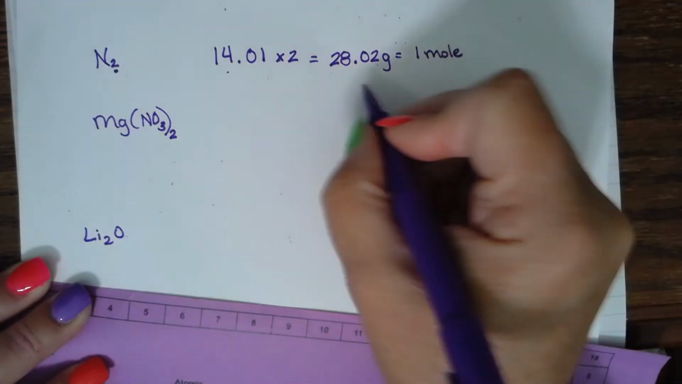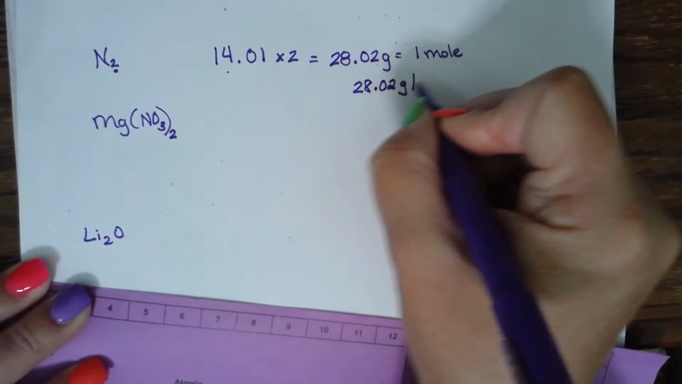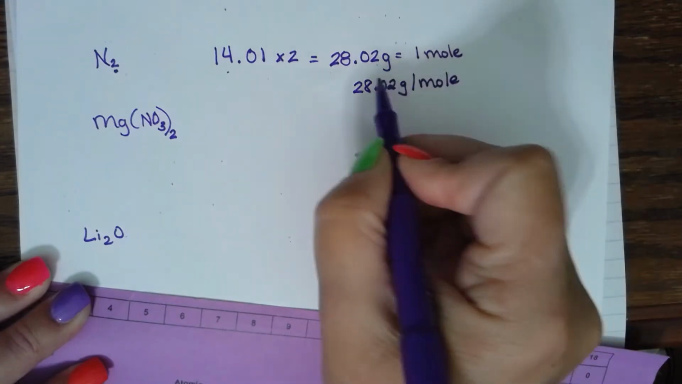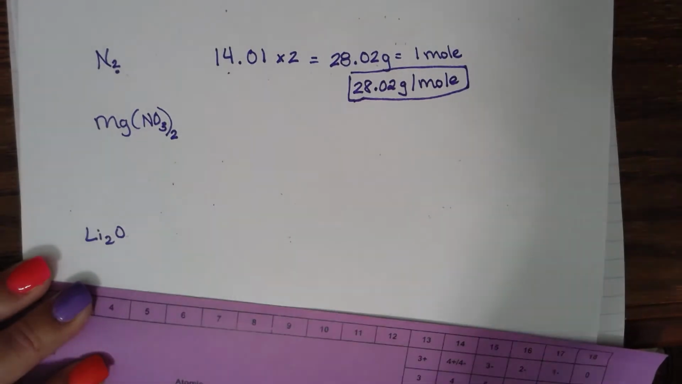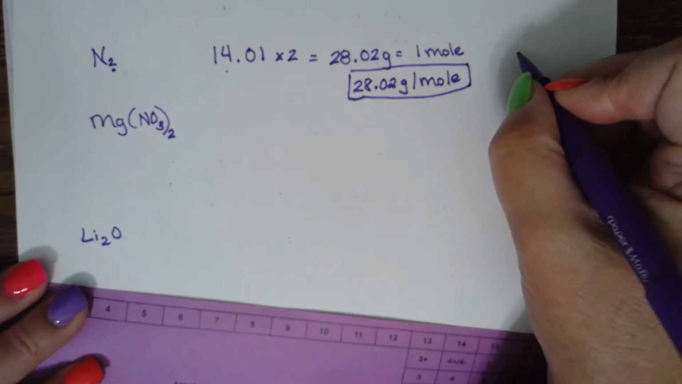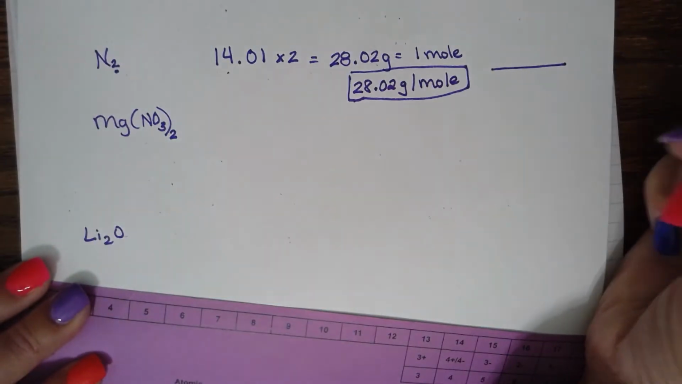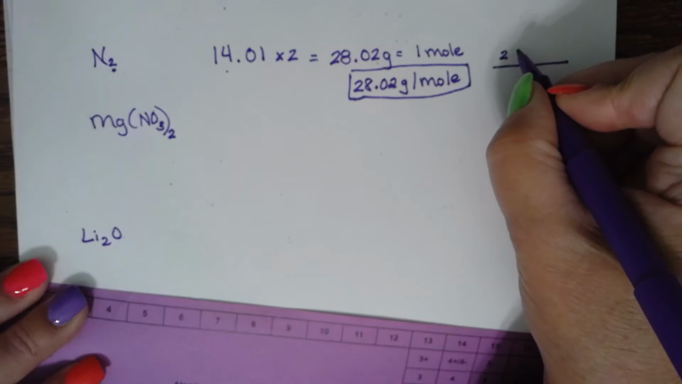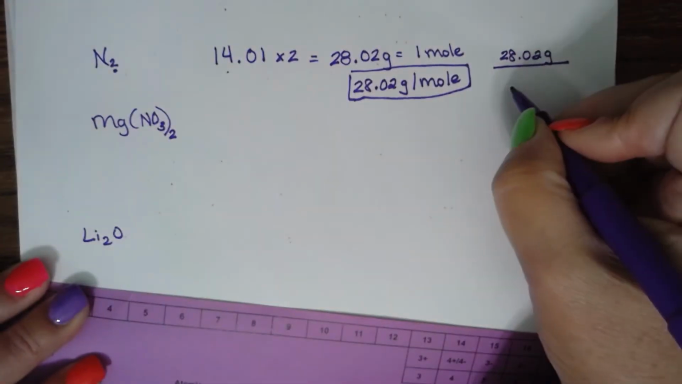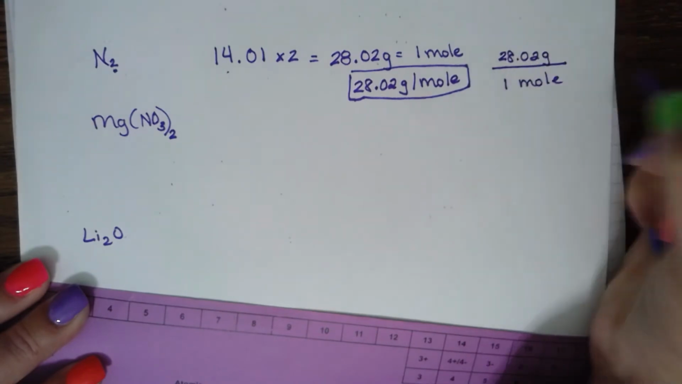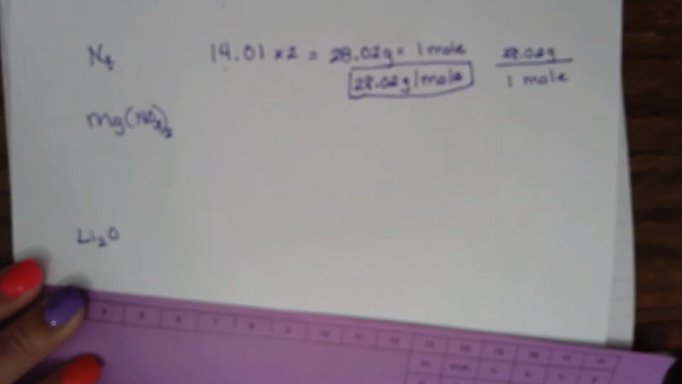So a lot of times we will write this as 28.02 grams per mole. And what you'll see when we put that into a conversion factor, and this is where a lot of people get confused, if we've got to use the molar mass as a conversion factor, we're going to put it in as 28.02 grams over 1 mole, or, depending on the way we're calculating, 1 mole over 28.02 grams.